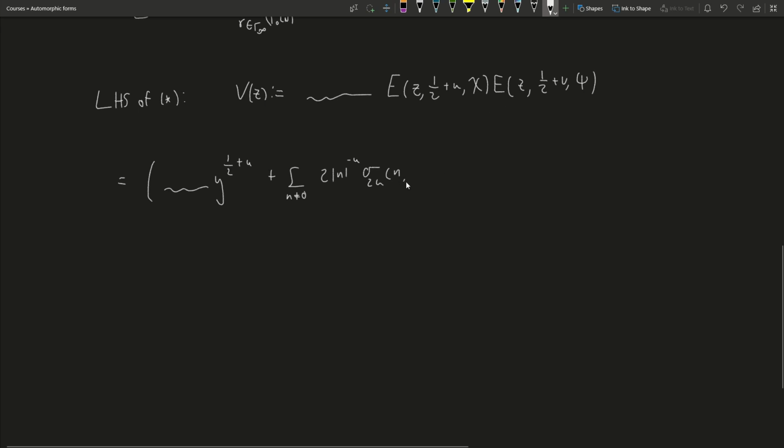So, and then here this will be twisted by character chi, and then you have this Whittaker function, and then you have this K-Bessel function, and then you have this e of nx, e to the 2 pi i nx. So that's going to be the first factor, and then it's going to be multiplied by the second factor, but of course just with u replaced with v and chi replaced with psi.